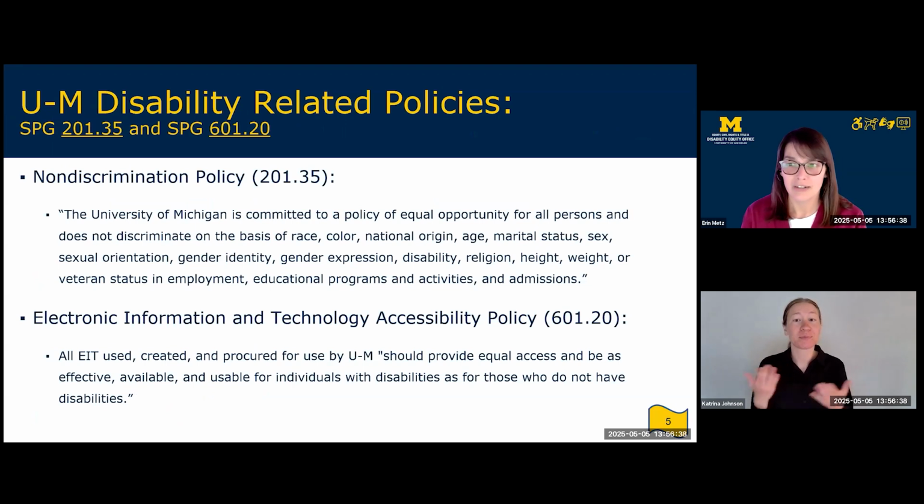At the University of Michigan, our non-discrimination and electronic information and technology accessibility policies further support our commitment by mandating non-discrimination and equal access to media for all. The responsibility lies with all of us to uphold these policies, regardless of our position at UM.